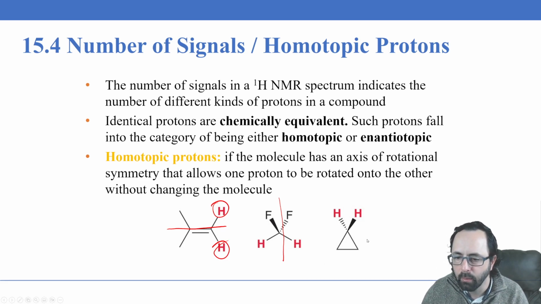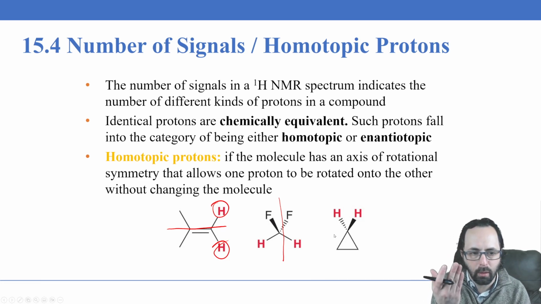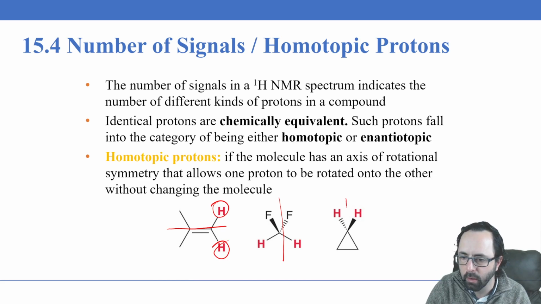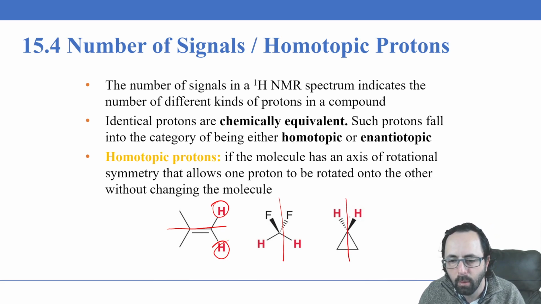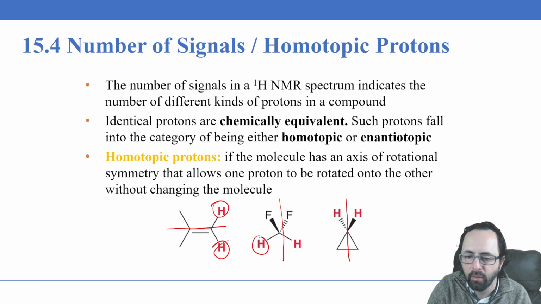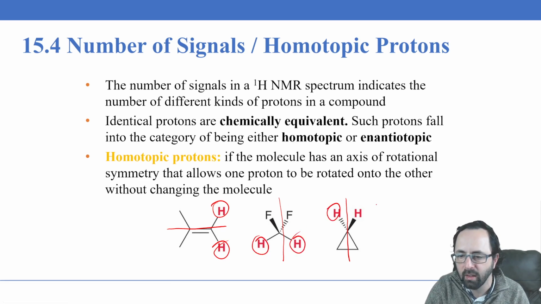Finally, again, we have a rotational axis in the plane of the page here. If we rotate this 180 degrees along this vertical rotational axis, we will get the same molecule. So these are homotopic protons. These would give both together the same signal in the same spot.